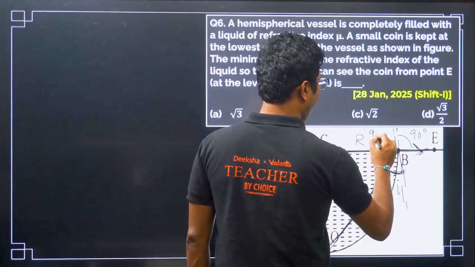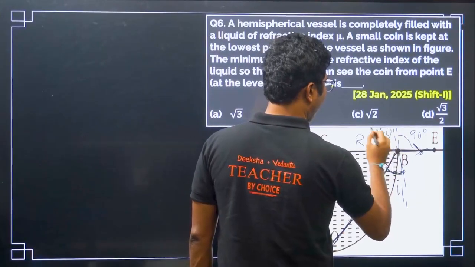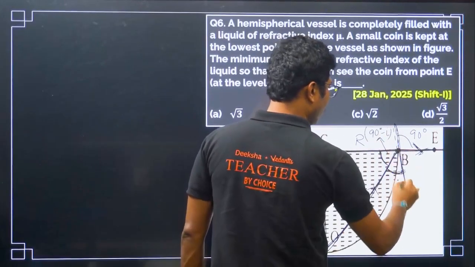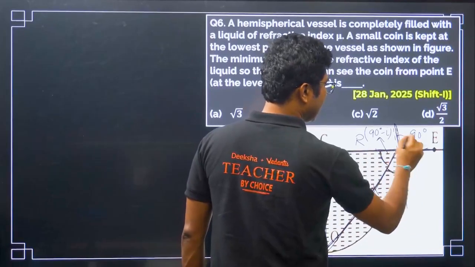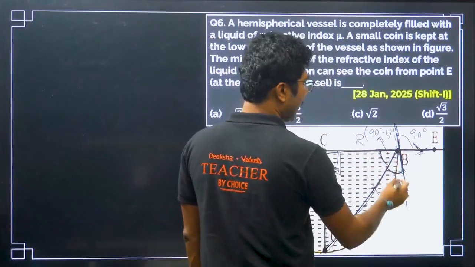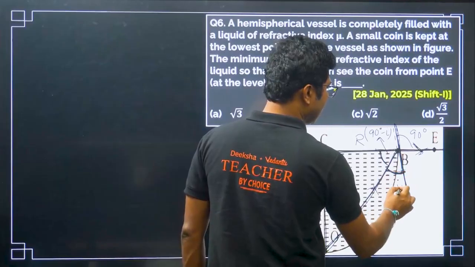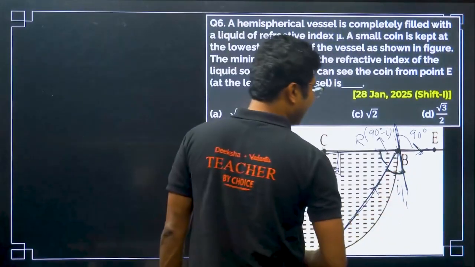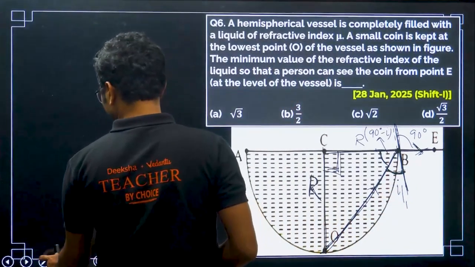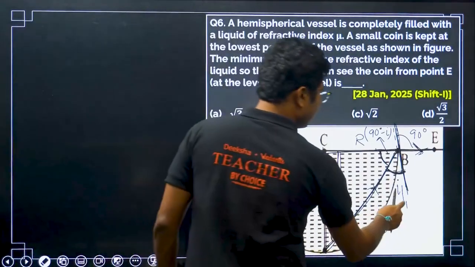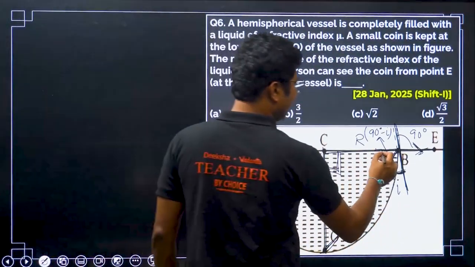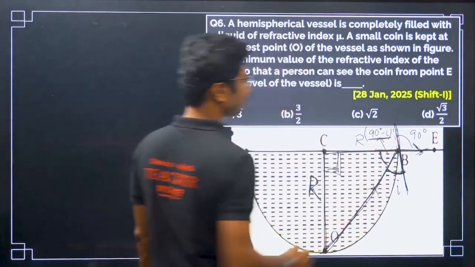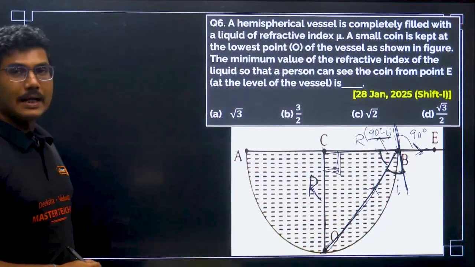Why? This is the normal, means this entire angle is 90 degree. This angle is 90 degree, this angle is also 90 degree. Out of that, this much angle is I. So this much angle I means the remaining angle, the internal angle will be 90 minus I. This angle will be 90 minus I.